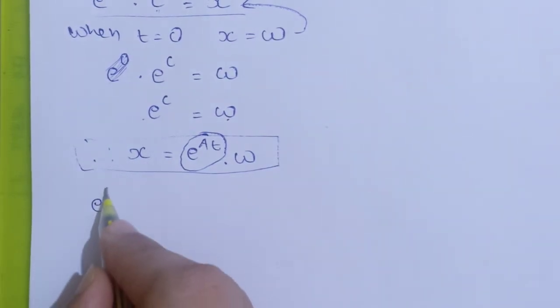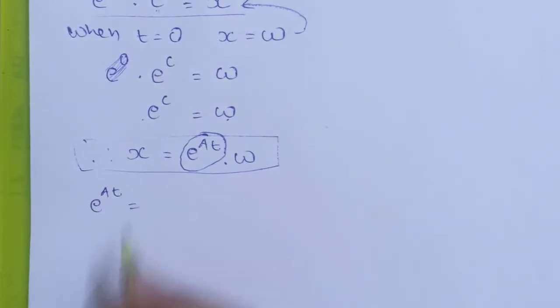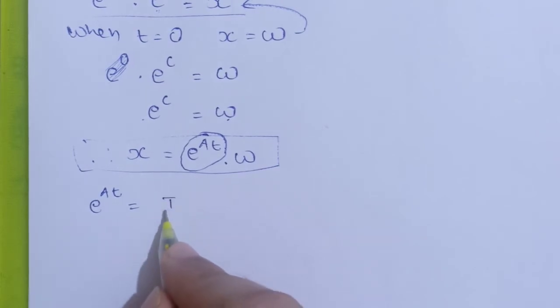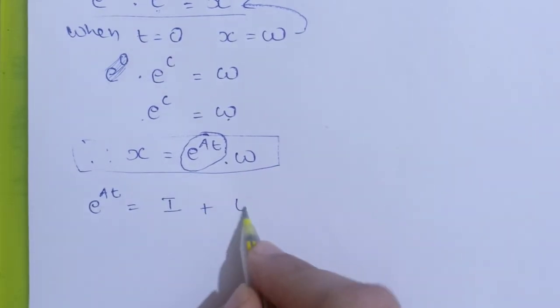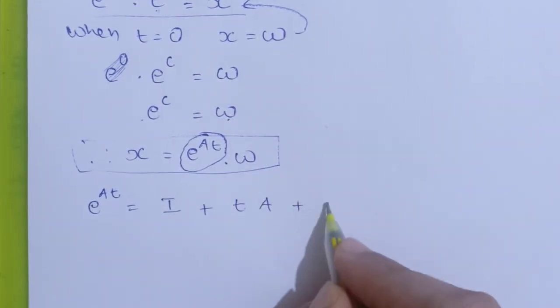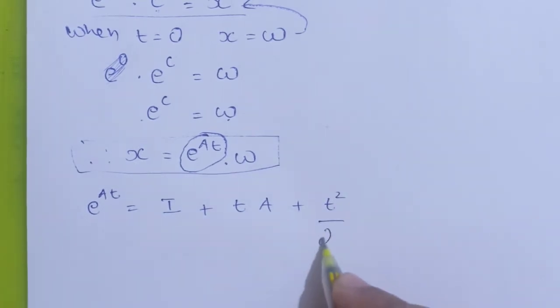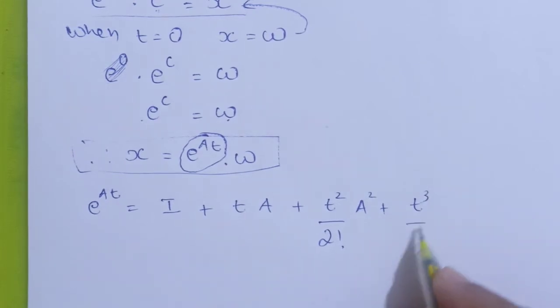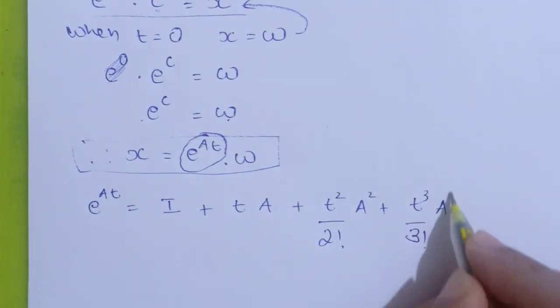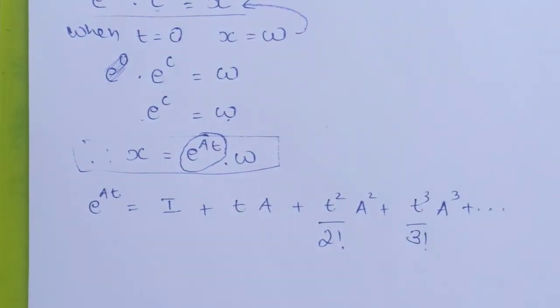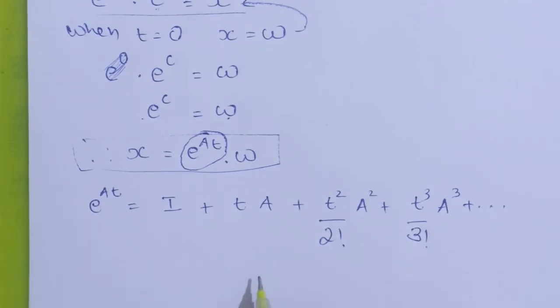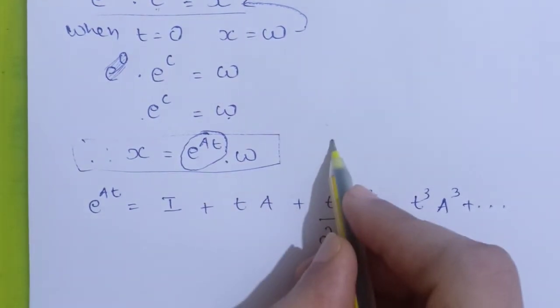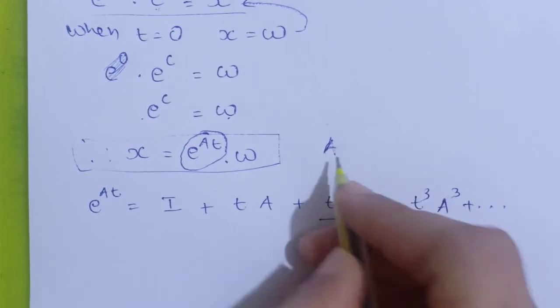So for e raised to at, we can expand this simply in this form, something like this: I plus t times A plus t square upon 2 factorial A square plus t cube upon 3 factorial A cube, and this process will go on. So now the main trick over here is we will manipulate this matrix A which we have with us, right? We have a matrix A with us.